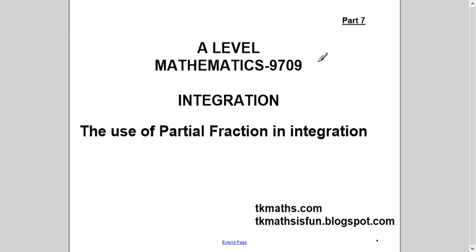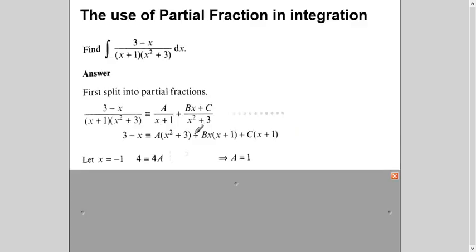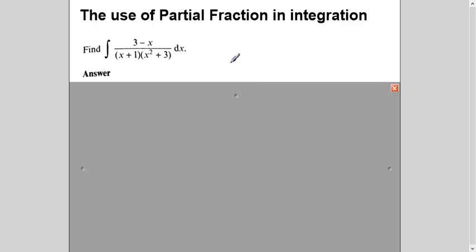In this video, which is part 7 on integration, we will study the use of partial fractions in integration. So let's begin with the question. You have already done partial fractions in advance before this topic. Partial fraction depends on different types of denominators. Here we have a linear function and a quadratic function.